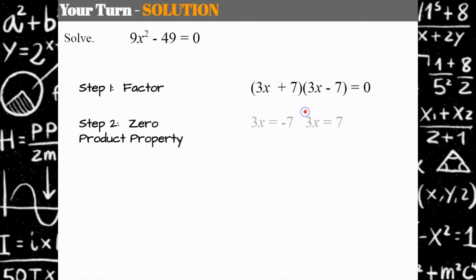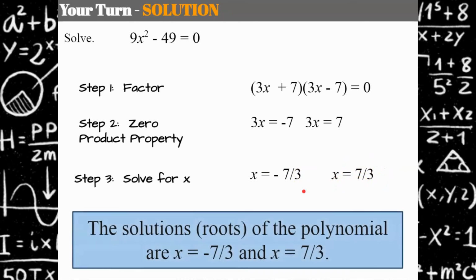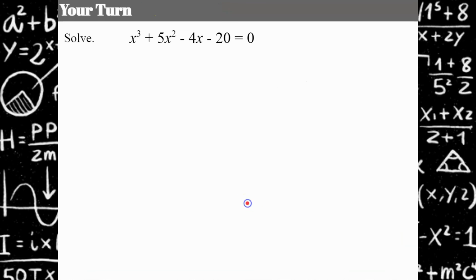Step 2, use the zero product property. And I'm going to say that 3x equals negative 7 and 3x equals 7. So here I subtracted 7 from both sides, and here I added 7 to both sides. Now I'm going to divide both sides by 3, and I get negative 7/3 and positive 7/3. So the solutions or roots to this polynomial function are negative 7/3 and positive 7/3.